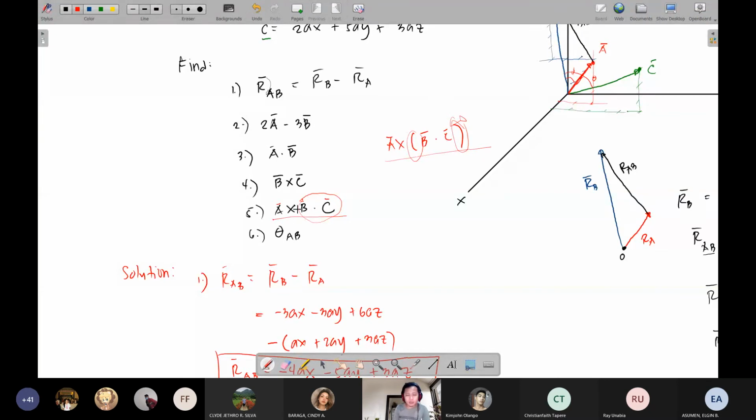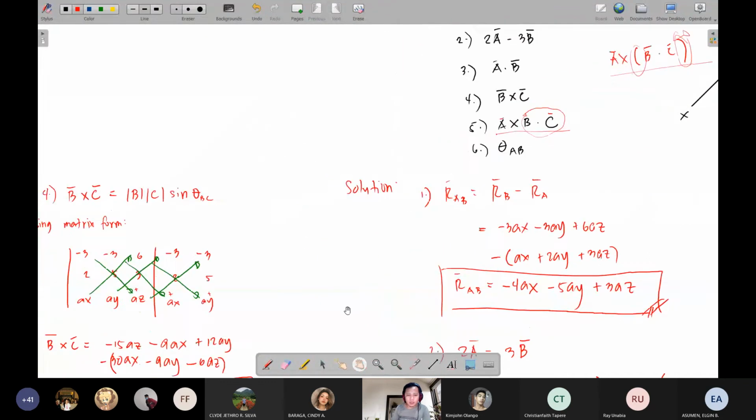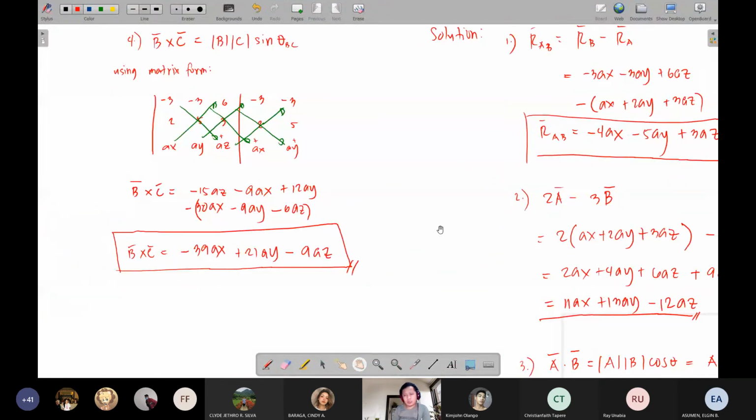Okay? So take note, the cross product comes first over the dot product. But if it is enclosed by a parenthesis, you should start with what is enclosed in the parenthesis.